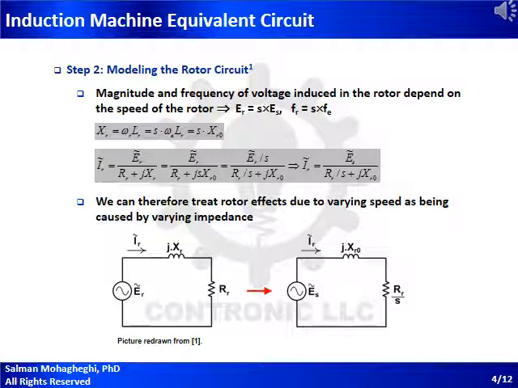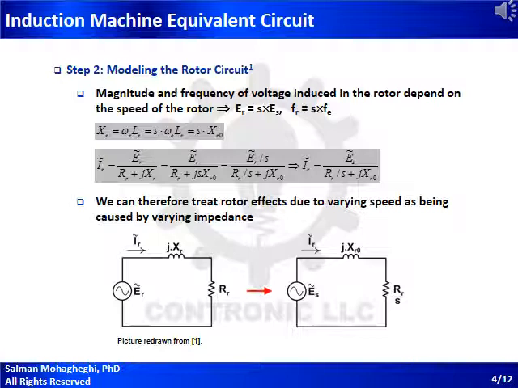Notice, however, this circuit is operating at a different frequency. It's operating at f_R. Now, what's the most important element in this circuit that is dependent on frequency? That would be X_R, the reactance. I can write X_R as L_R times omega_R, L_R being the inductance, and omega_R being the frequency.